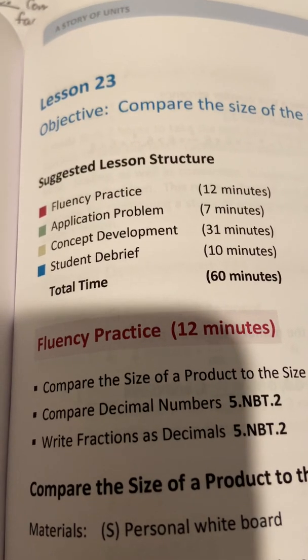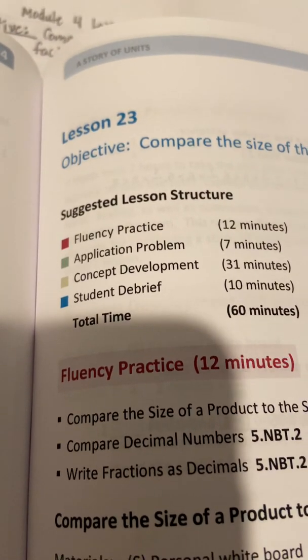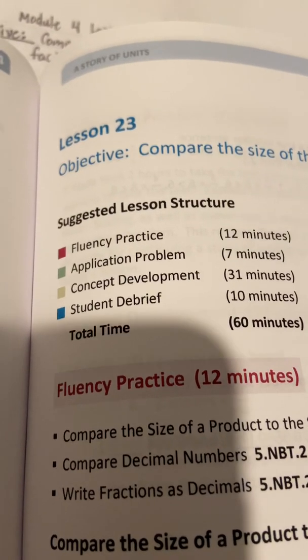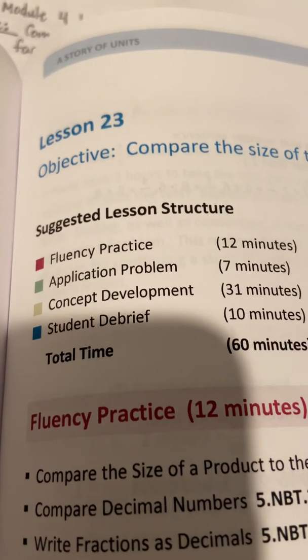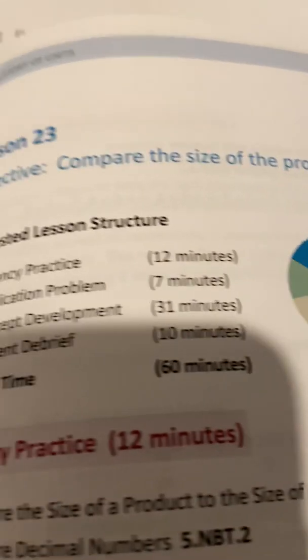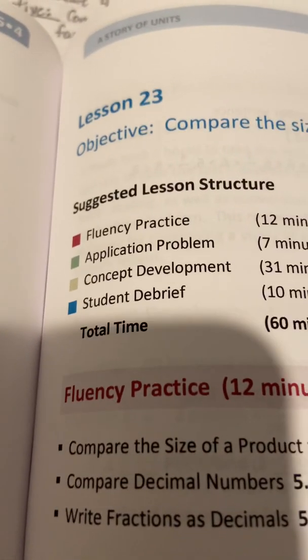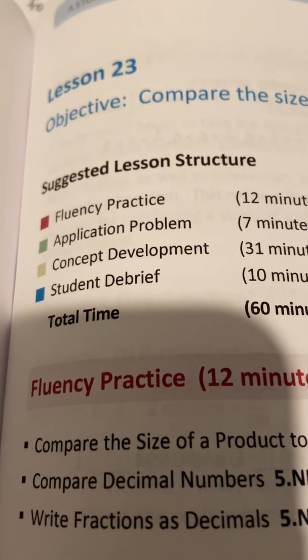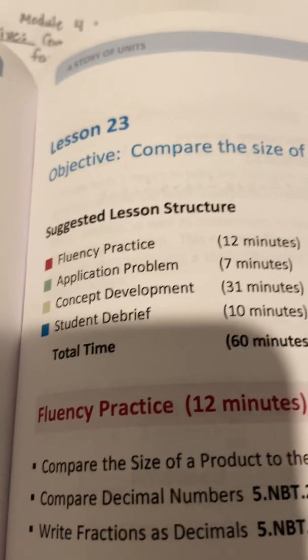All right, everyone, I'm going to continue with the Eureka Module 4, Lesson 23. The objective is compare the size of the product to the size of the factors. I'm going to be going over the fluency practice and the application problem in this lesson.